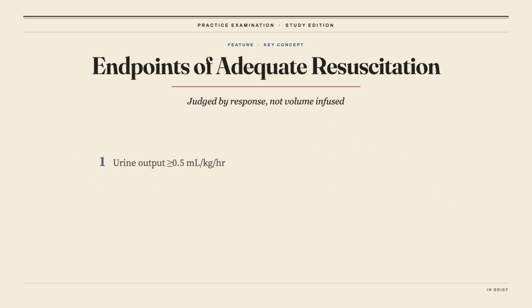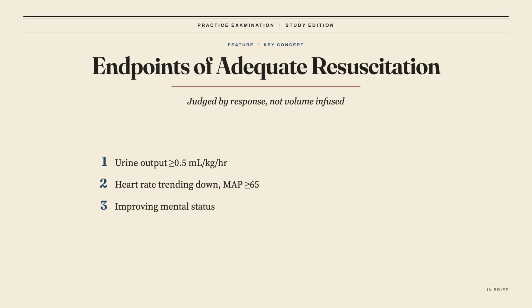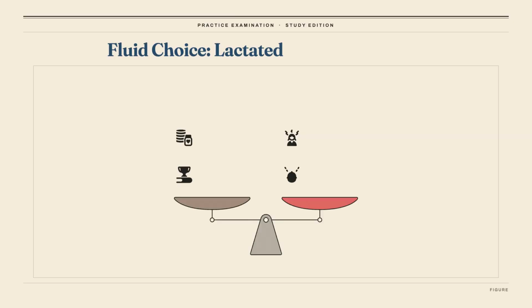Adequacy is judged by nursing endpoints. Urine output of at least 0.5 milliliter per kilogram per hour, a heart rate trending downward with a mean arterial pressure near 65, improving mental status, and falling hematocrit and BUN. A BUN that keeps climbing despite fluids is one of the strongest predictors of a severe course.